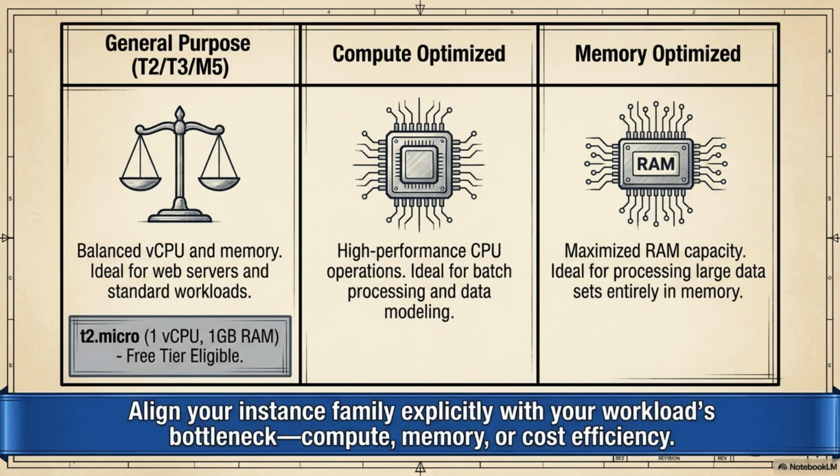Instance families: general purpose instances balance CPU and memory. Compute-optimized instances focus on processing power. Memory-optimized instances maximize RAM capacity. Choosing the correct instance family improves both performance and cost efficiency.